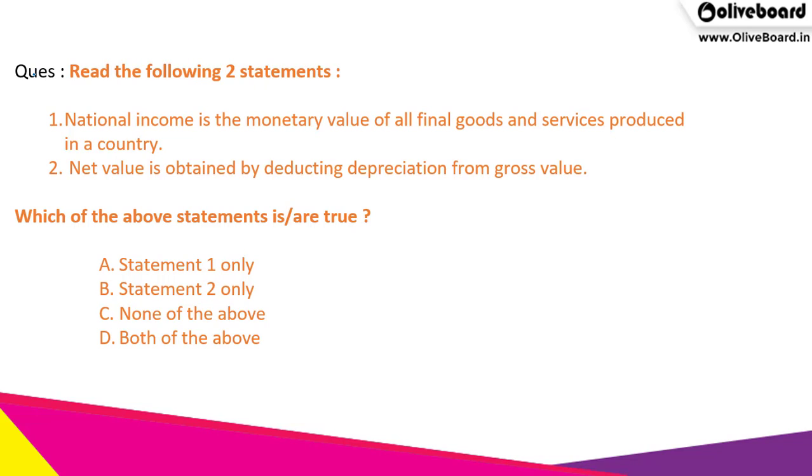So I have a question for you guys. Read the following two statements. National income is the monetary value of all the final goods and services produced in the country, and net value is obtained by deducting depreciation from gross value. Which of the following statements is or are correct? Statement 1 is correct, 2 is also correct. So none of these cannot be the answer. The answer is both of these.